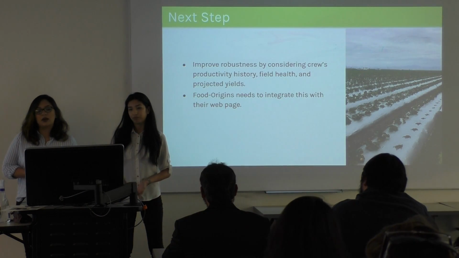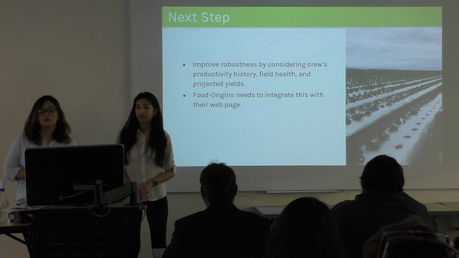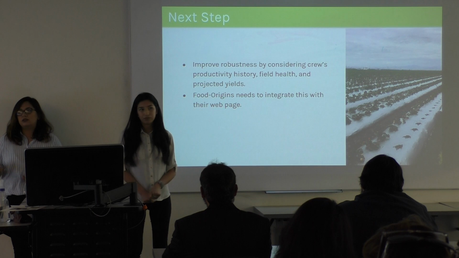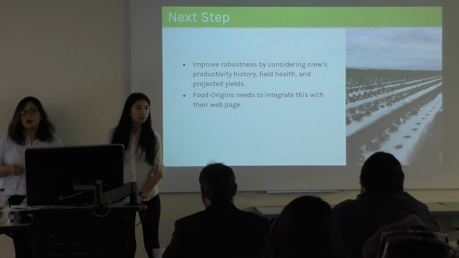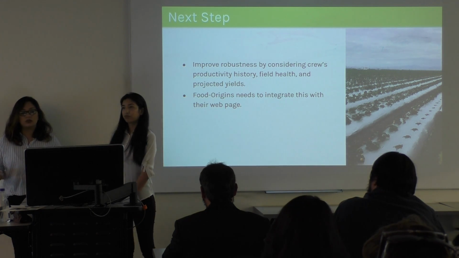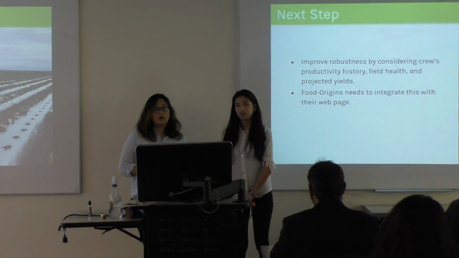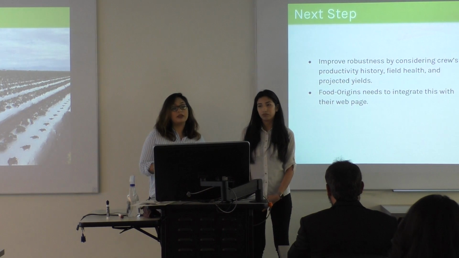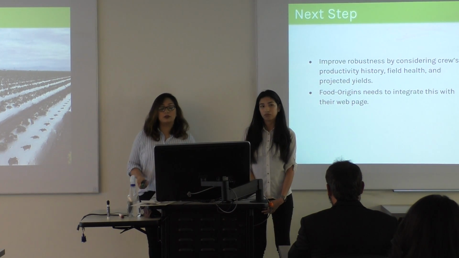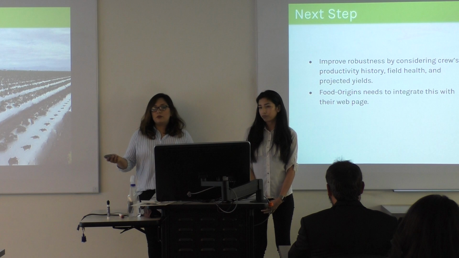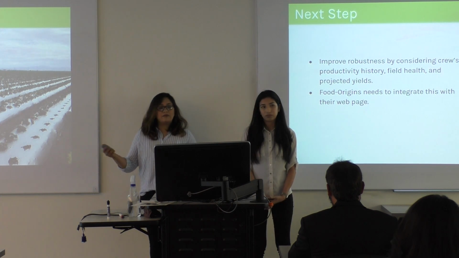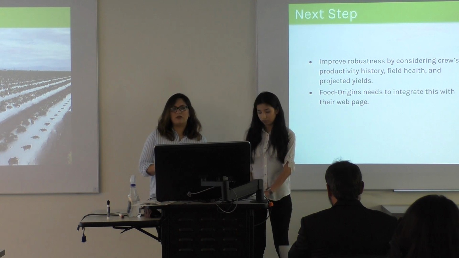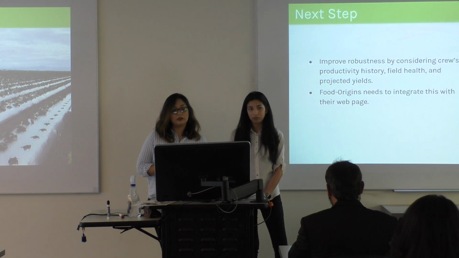For the next step, we would like to improve our algorithm's robustness by considering the field health. For example, does this field tend to yield less or more crops during certain times of the year? Also, we want to be able to make predictions based off of the crew that is coming in that day to pick the berries. For example, if this crew worker is picking faster than other people, we will take that into account in our prediction. That would mean maybe less time needed to pick all the berries.